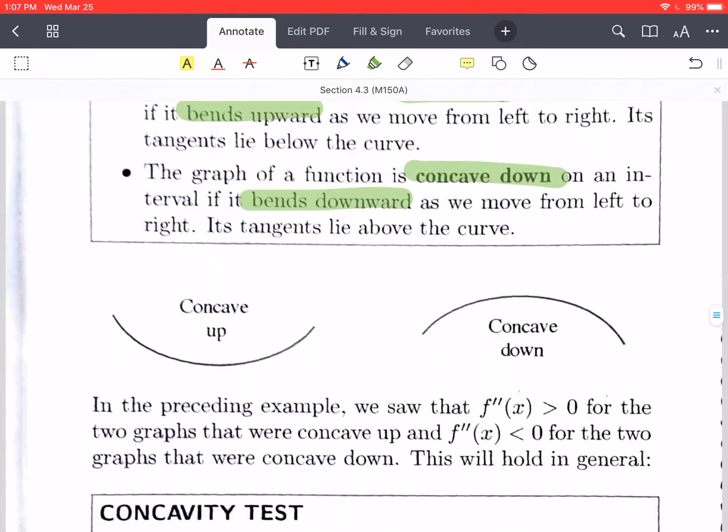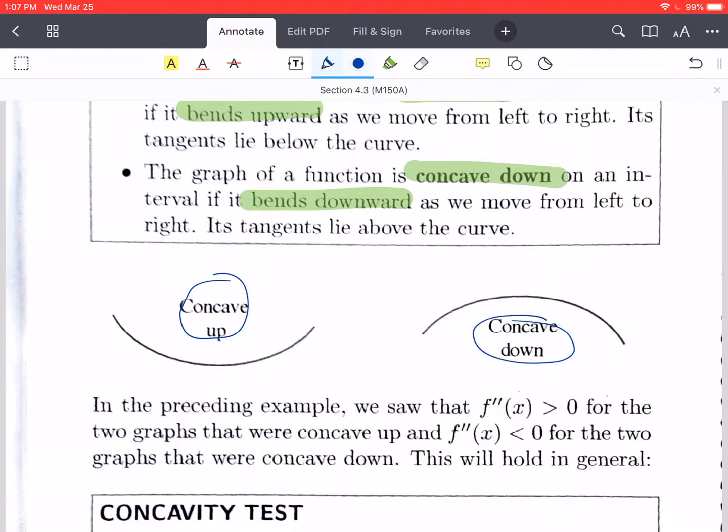So a concave up graph looks like this one. Concave down looks like this one. And so generally the way that we can remember this, concave up, abbreviated CU, looks like a U. That's the concave up graph. And concave down is the upside down U, that's CD.